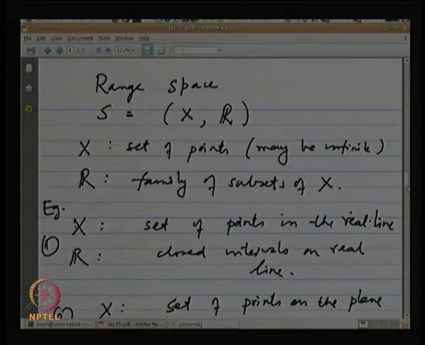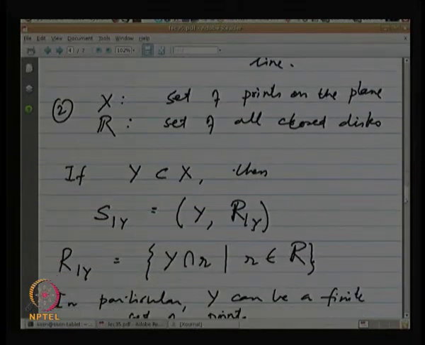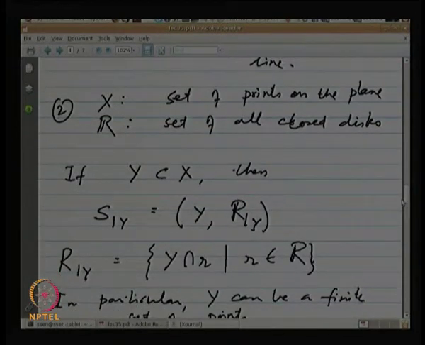Well, we started with the range space (X, R), where X is a set of points and R is a family of subsets. The notation we used: when Y is a subset of X, the range space restricted to Y was defined as Y comma ranges restricted to Y, which is nothing but the intersection of Y with the original ranges, right.